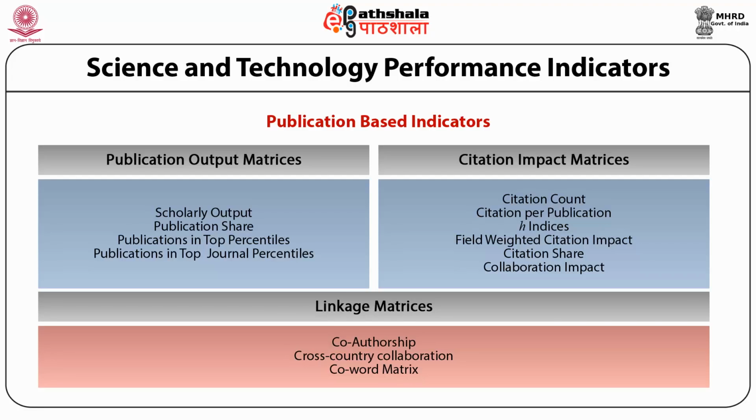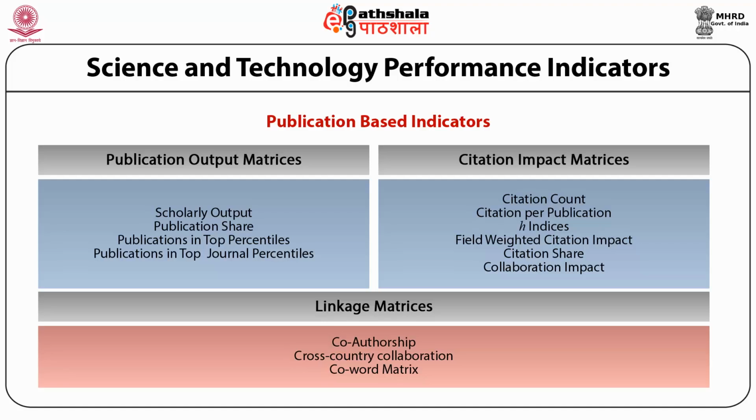Other indicators that we use are citation share of your group's publications or your national publications in a particular discipline or overall. And we also look at other indicators like collaboration impact: for papers which are done jointly, what is the impact of these papers in terms of citation, compared to the other papers of you or your group or the nation at large in a technological area, science technology area, or overall, with respect to the papers which are non-collaborative. Linkage matrices include co-authorship, cross-country collaboration, and covert matrices.